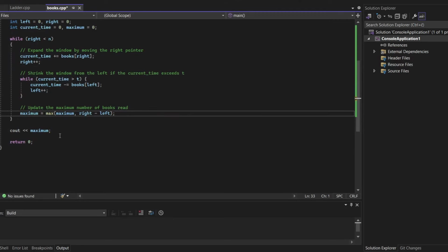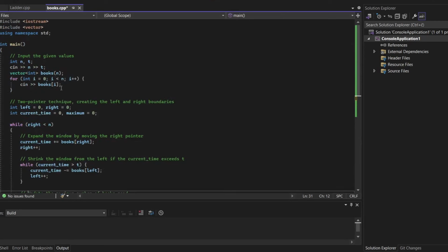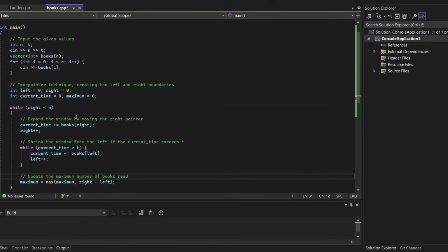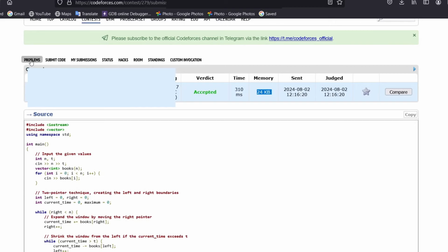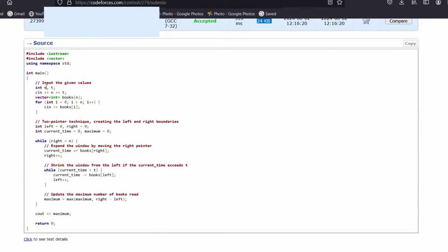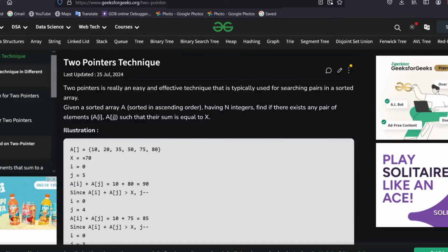And at the very end, we are just outputting the maximum here. I think that this algorithm is beautiful because it's so easy to implement, and it shortens the code. I mean, it shortens the time that the code takes to run so much. So yeah, this is basically the whole solution to the problem books, and I did it using the two pointer technique.